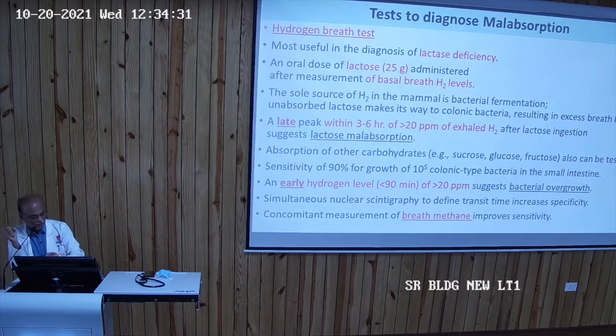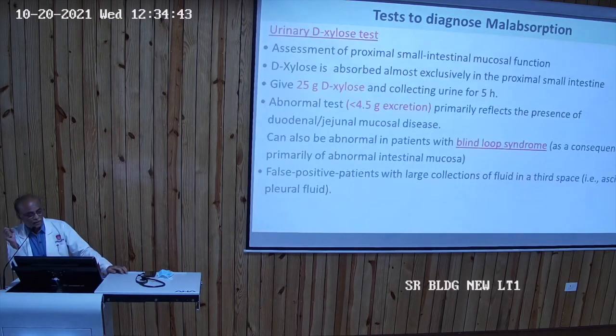So hydrogen breath test, early peak and late peak. A late peak means lactose intolerance, and an early one means there is bacterial overgrowth. Another test, the urinary D-xylose test. So 25 g of D-xylose, which is completely absorbed. If it goes to stool, less than 4.5 gram excretion primarily reflects the presence of duodenal jejunal mucosal disease.